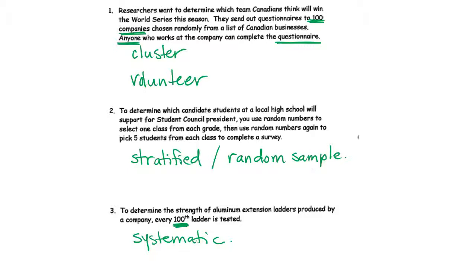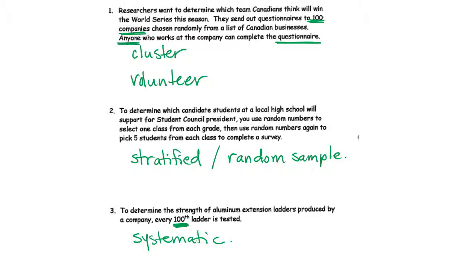So that sounds like it's cluster, because you're choosing a set of companies. Okay, they sent out questions to 100 companies. So that's not all the companies, but they picked 100 companies. Okay, and anyone who works there can complete the questionnaire. Okay, so it says anyone. It sounds a bit like volunteer as well because not everyone. It could be volunteer as well because people would volunteer, right?